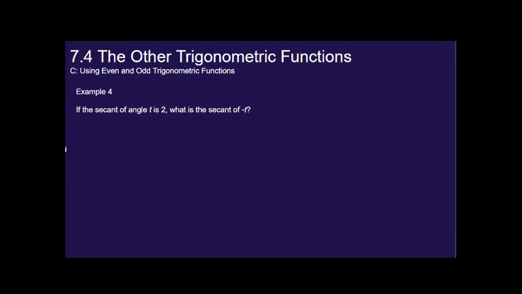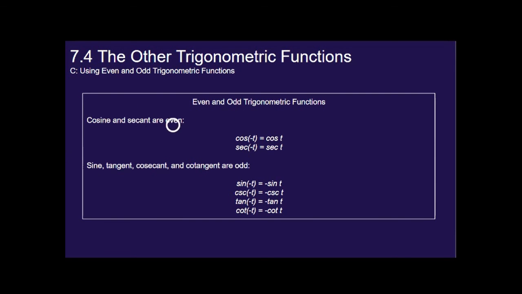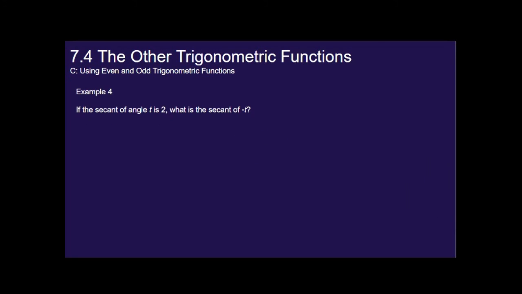So before we begin, let's go back and look at secant. Okay, secant is even. So I know that secant of negative t is equal to secant of t. So I'm going to go ahead and write that just as a reminder for myself. It says if the secant of angle t is 2, secant of t is equal to 2, what is the secant of negative t? Secant of negative t equals, and that's what I'm trying to figure out.